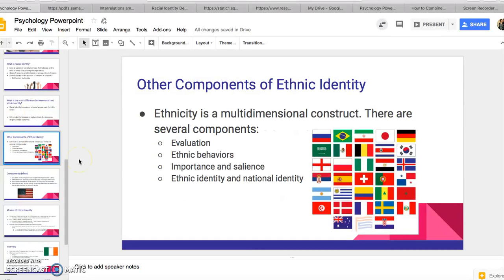Earlier in the video, we talked about some components of ethnic identity. We're just going to touch on a few more. So we know that ethnicity is a multidimensional construct, so it's made up of several different components. Earlier we talked about values and beliefs. Some other ones listed here: evaluation, ethnic behaviors, importance and salience, and then ethnic identity and national identity.